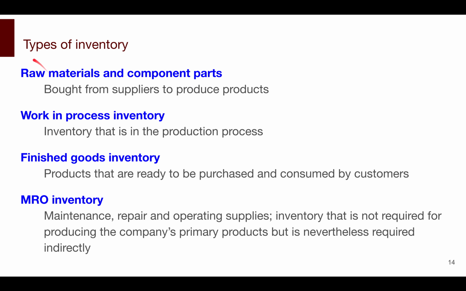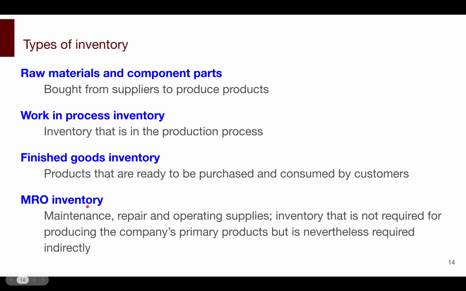Alright, so now let's go to the types of inventory. There are 4 types that we will talk about in this course. First is raw materials and component parts. And the second type is work in process inventory. The third type is finished goods. So that means those products that are finished and you can sell them or allow consumers to consume them. The last type is maintenance, repair, and operating supplies, or MRO inventory.